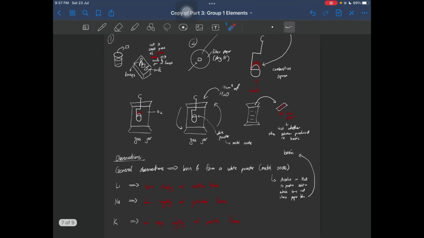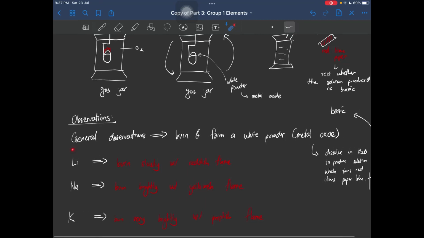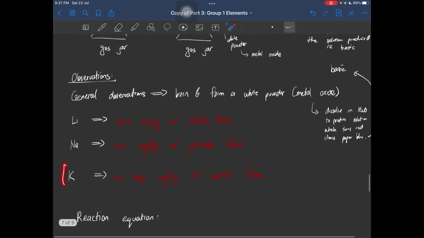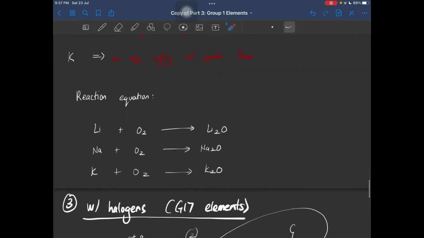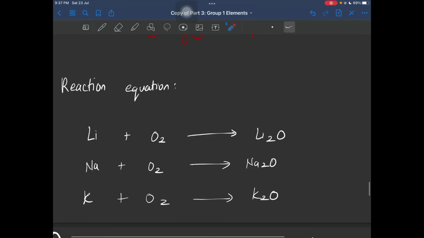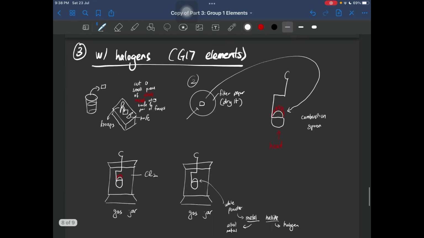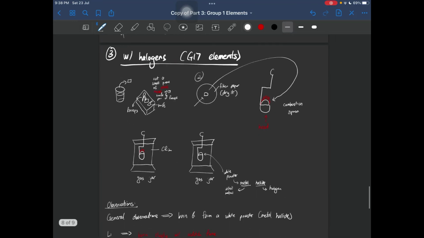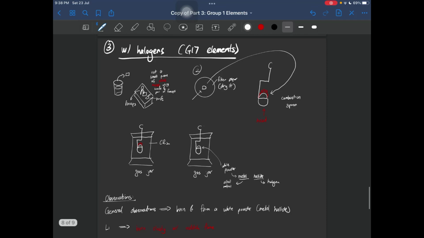And then specifically for lithium, what will happen is that it will burn slowly with a reddish flame because it is the least reactive, and then sodium will burn brightly with a yellowish flame, and potassium will burn very brightly with a purplish flame. And here is the reaction equation, and I just realized that this is not balanced. There you go, better.